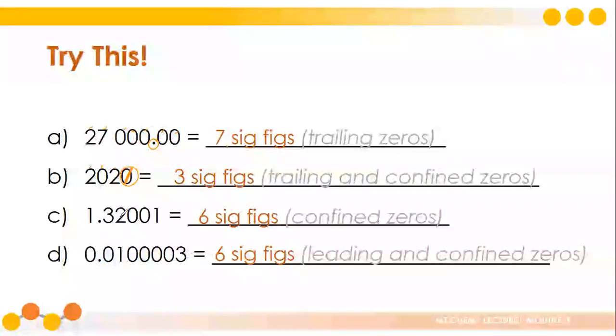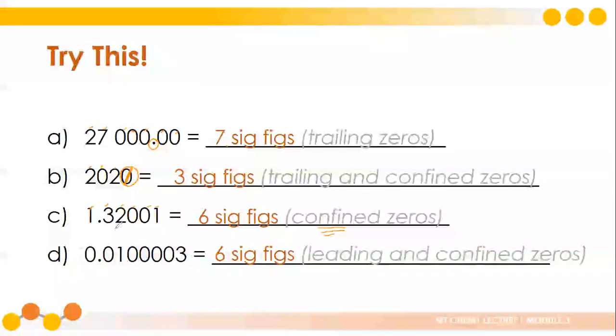Okay. Next. For letter C, we have 6 significant figures. We have here confined zeros. So we have 1, 2, 3, 4, 5, 6. The zeros are in between non-zeros.